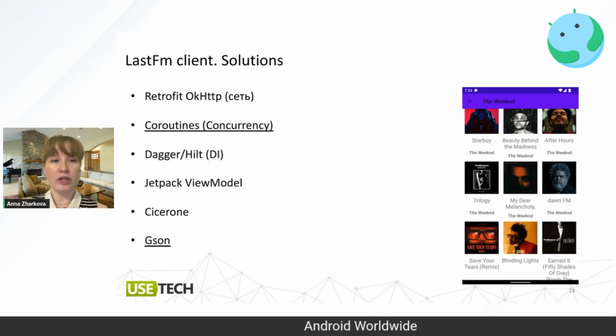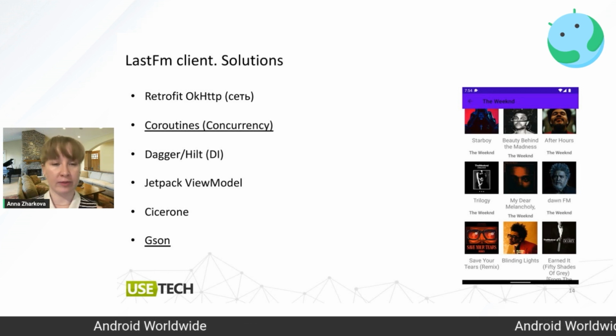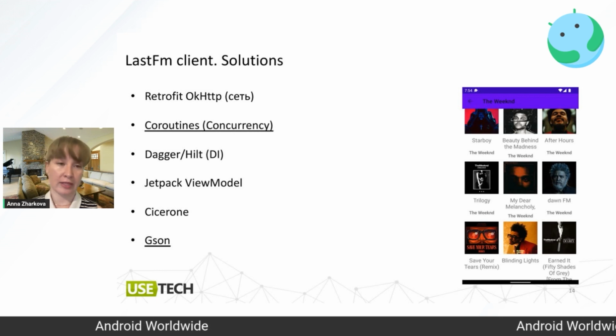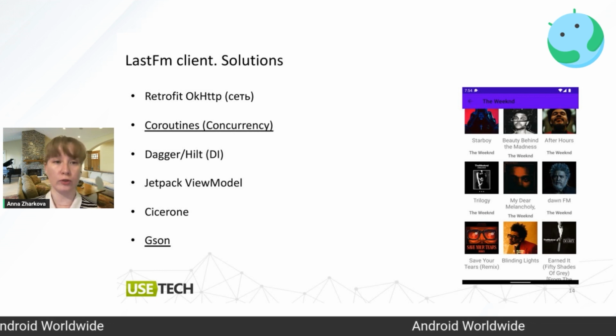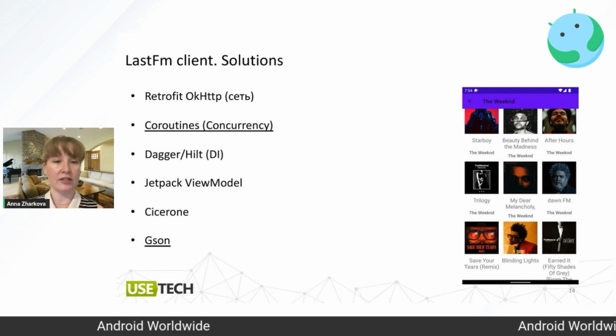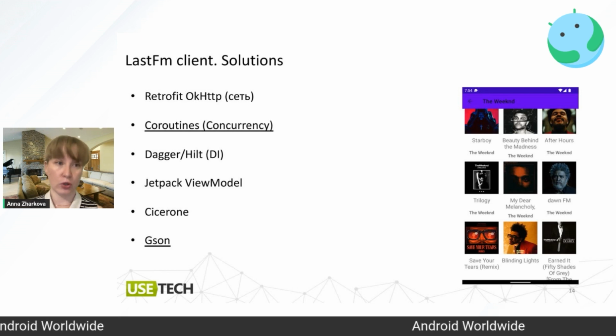Let's see what we use to work with business logic and UI in our native application. So there is Retrofit for network, coroutines for concurrency, Dagger or Hilt for dependency injection, and Jetpack ViewModel for our view model. And for navigation, I use Cicerone, and JSON to provide deserialization.